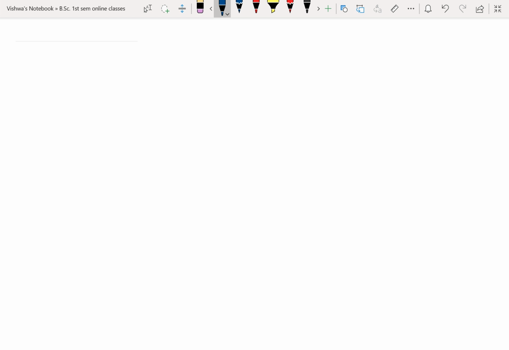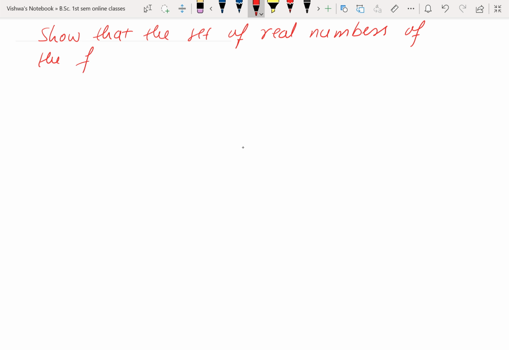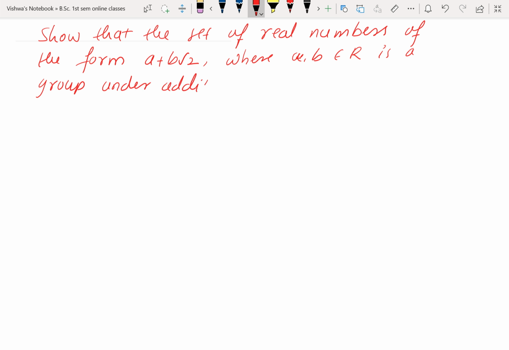In this class, let us discuss the example on group. So here it is the question. Show that the set of real numbers of the form a plus b root 2, where a, b belongs to the set of real numbers, is a group under addition. So here it is the question. Now let us solve this one.